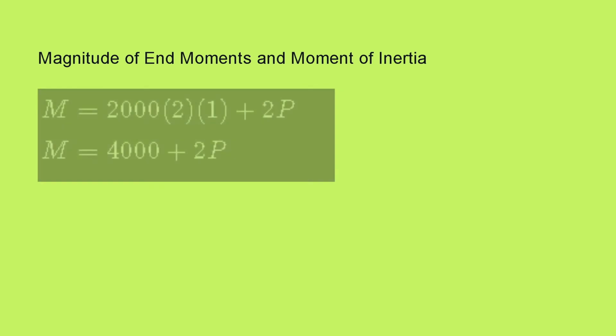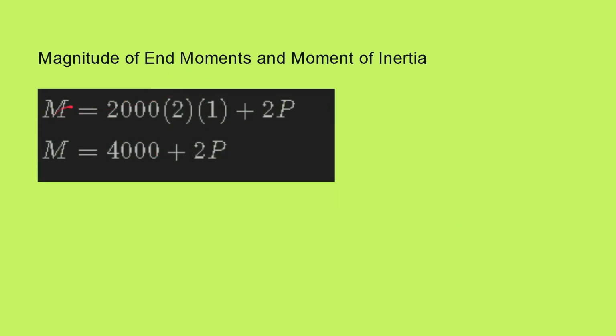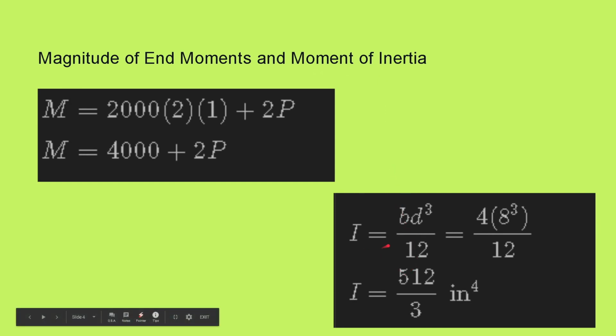We have to compute for the magnitude of end moments and the moment of inertia. For the magnitude of end moments, we will denote this as M. M is equal to 2,000 pounds times 2 multiplied by 1 plus 2p, which is equal to 4,000 plus 2p. For the moment of inertia, we will be using I is equal to BD cube all over 12, is equal to 4 times 8 cube all over 12. And the moment of inertia is equal to 512 all over 3 inches raised to 4. So we can now compute for the value of P since we got the magnitude of end moments and the moment of inertia.